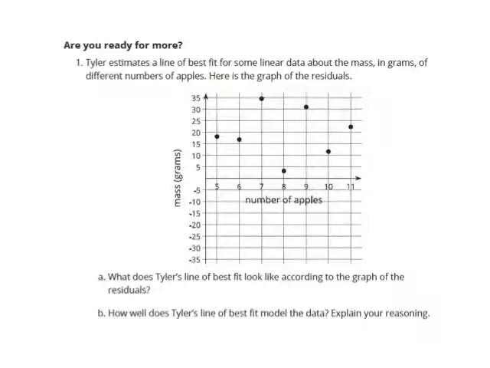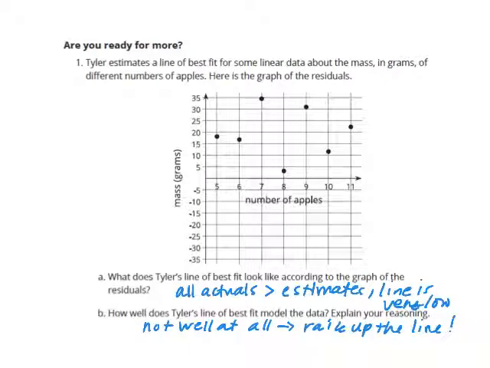All right, go ahead and try this problem on your own. You can pause it now. All right, here's your answers. So what does Tyler's line of best fit look like? Well, all these actuals are greater than the estimates because all the residual values are greater than 0. That means the line is very low versus the scatter plot and probably could be a lot better. So how well does it fit? Not well at all. Raise up the line.